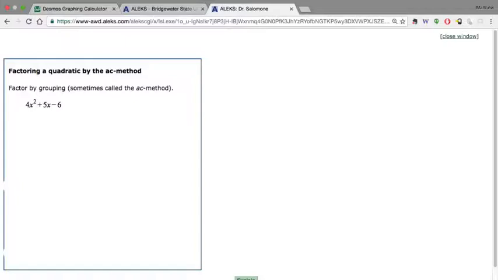Let's take a look at how we can factor this quadratic. And again, its leading coefficient is not 1. And so that instantly there should be a cue that we are going to want to think a little bit more deeply about this one than just the standard straight-up sum and product rule.